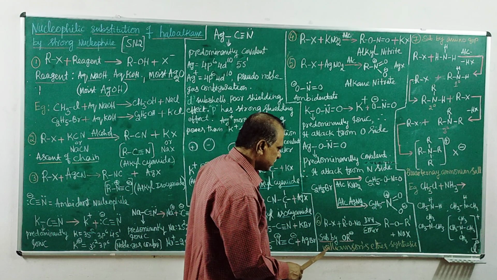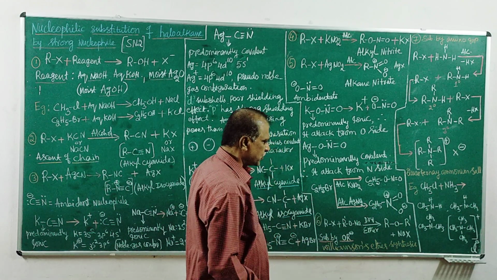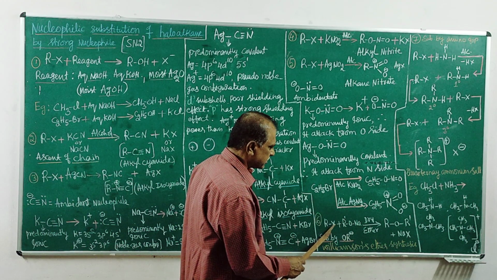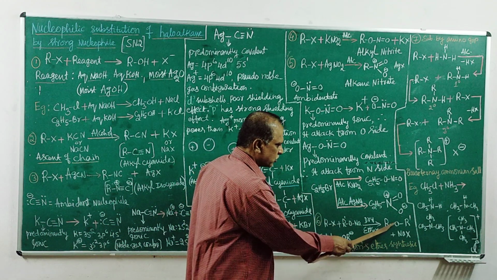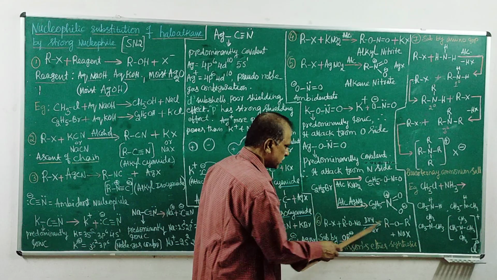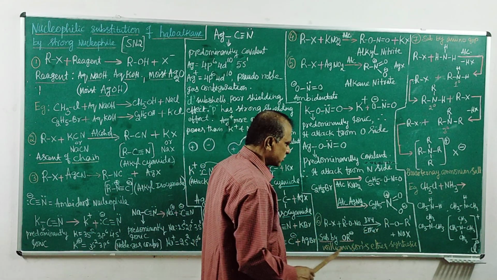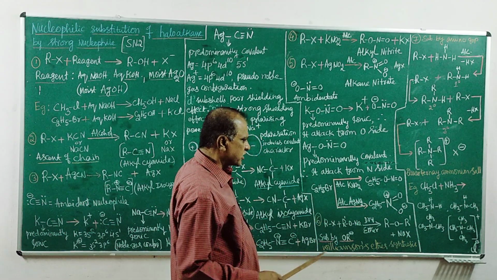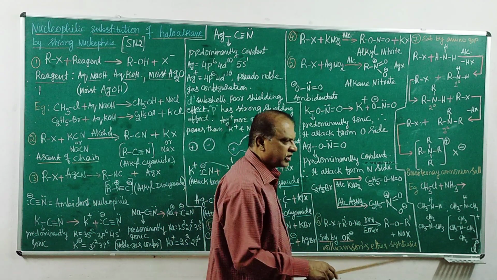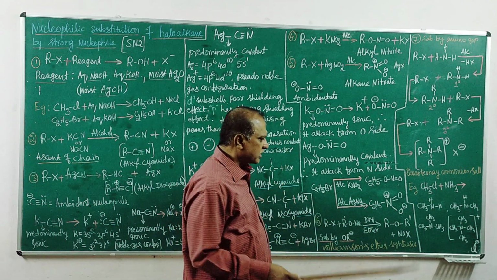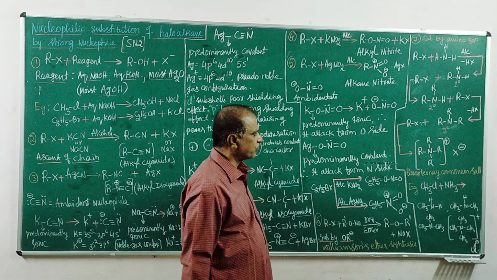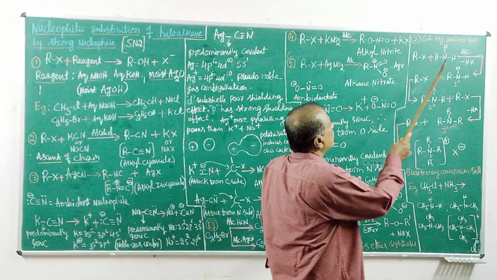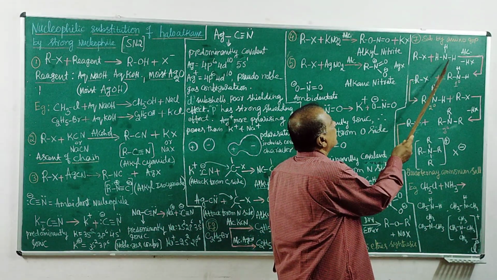It is called ether formation. This is also called Williamson's ether synthesis. Substitution by OR minus: OR minus replaces this X. We use this chemical reaction for the synthesis of different types of ethers, because of the different groups you get. This is another reaction. And the last reaction is the reaction of RX with ammonia.